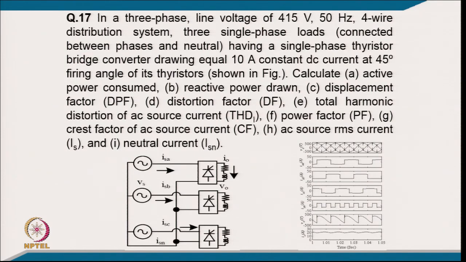So, coming to example 17, in a 3-phase line voltage of 415 volt 4 wire distribution system, 3 single phase loads are connected between line and neutral, having a single phase thyristor converter, drawing a constant current of 10 ampere at 45 degree angle. Calculate the active power consumed, reactive power consumed, displacement factor, distortion factor, total harmonic distortion, power factor, crest factor of AC mains and AC mains RMS current. So, after putting the values, the 3-phase square wave current is here, and neutral current will be again a square wave, but at 3 times the frequency of this current, and this is the output voltage for each and the current.